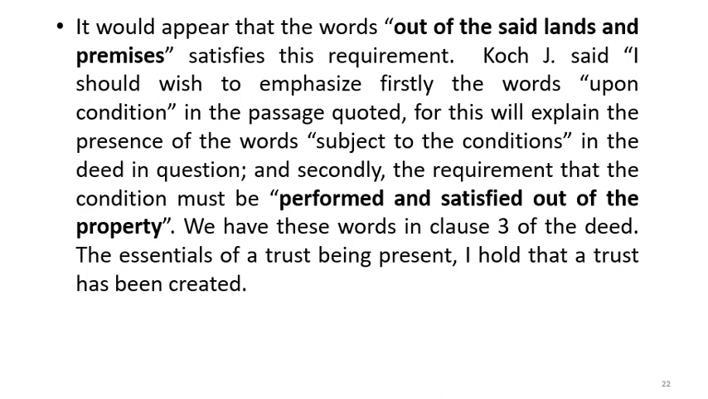Now, when you see this case, even though the words that they have used are contradictory, the court has come to the conclusion. The contradictory in the sense, in one place, the document uses the words absolutely forever. Once the property is given absolutely forever to somebody, there is no trust at all. But on the other side, when you see the other words that they have used here, out of the said lands and property, performed and satisfied out of the property, when you emphasize these words, then the trust is created.